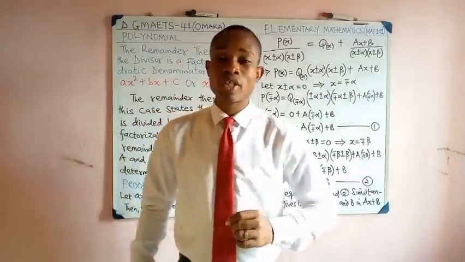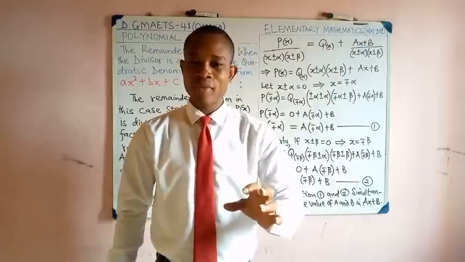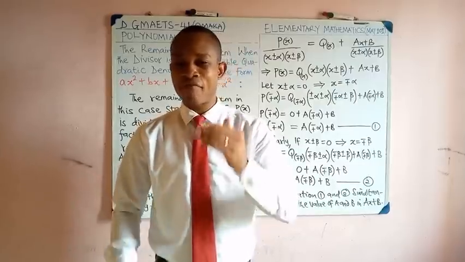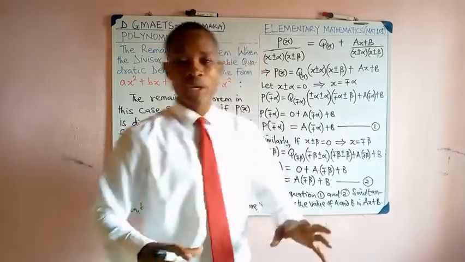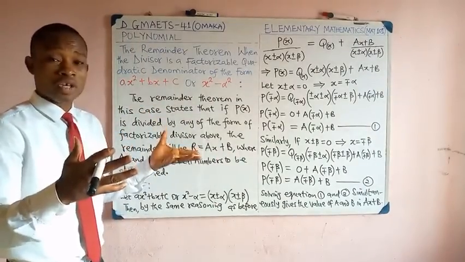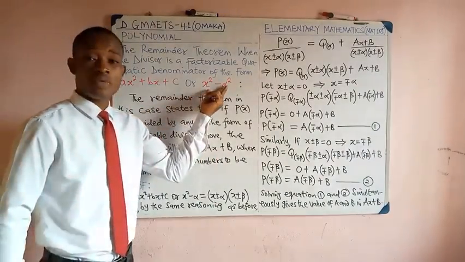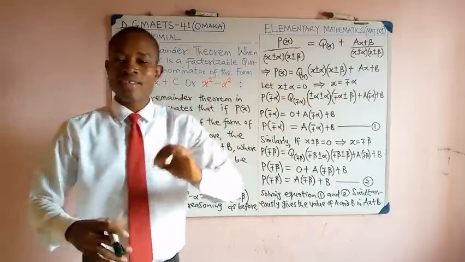In this video, we want to consider what the remainder of dividing a polynomial by another one would be in a case where the divisor is a factorizable quadratic divisor. A factorizable quadratic divisor could be of this form, which contains the 3 terms of a quadratic expression. It could also be of this form where you have the x squared term and the constant, in such a way that the constant is a perfect square.